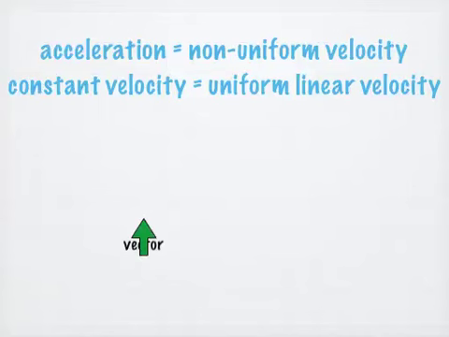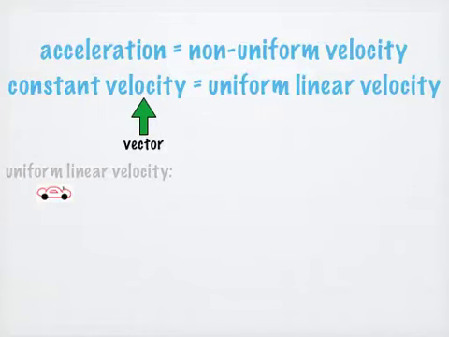Since velocity is a vector quantity, it has a magnitude and a direction. An object moving with a constant velocity, then, is moving at a constant speed in a straight line. Both the speed and direction are remaining the same.